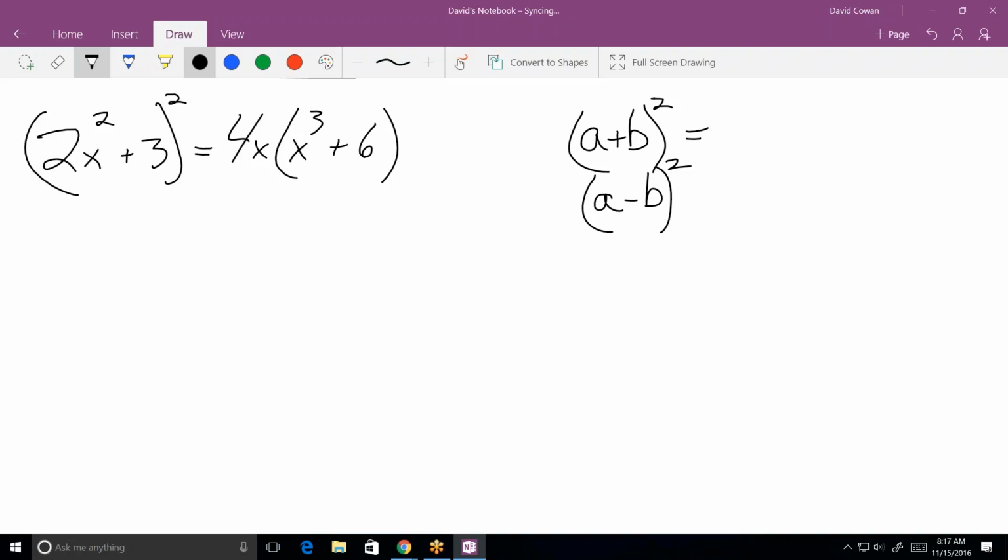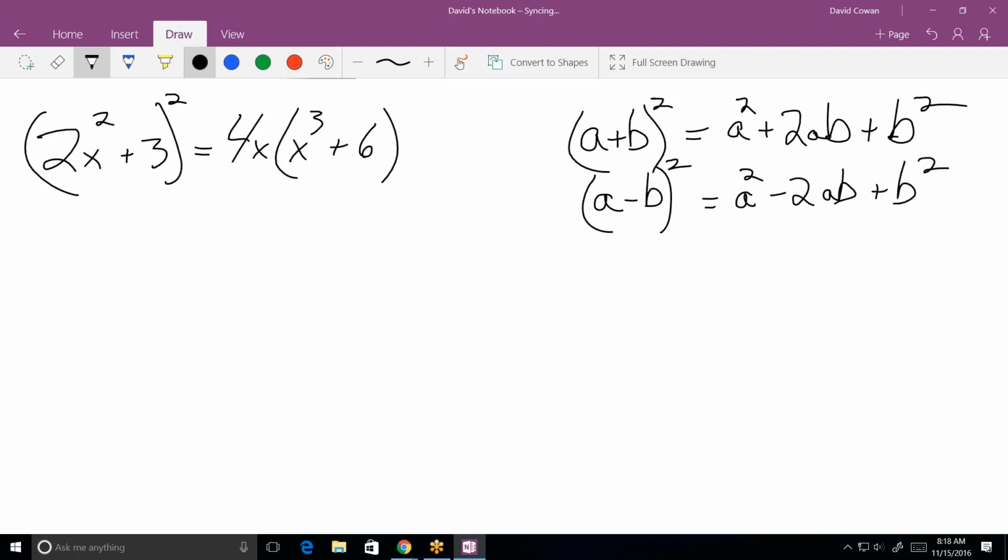2x squared plus 3 times 2x squared plus 3, right? That's kind of the hard way to do it. The easier way to do it is to remember that it's always this. And the bottom one is always this. Notice it's a little similar to the difference of squares, only in the difference and sum of cubes, it's an AB in the middle, not a 2AB. So what we're looking at here is that one. A is 2x squared, B is 3.